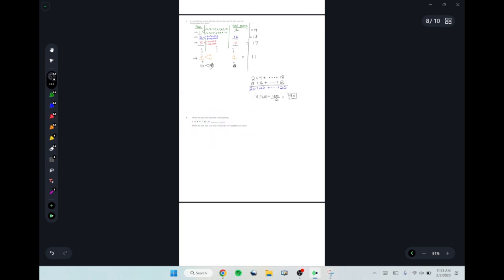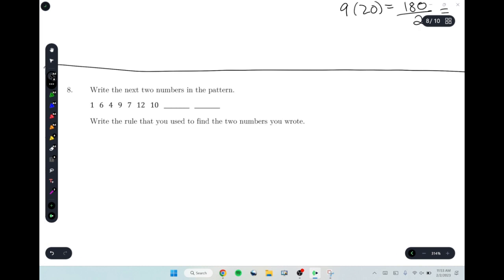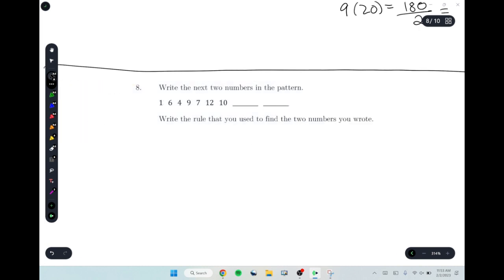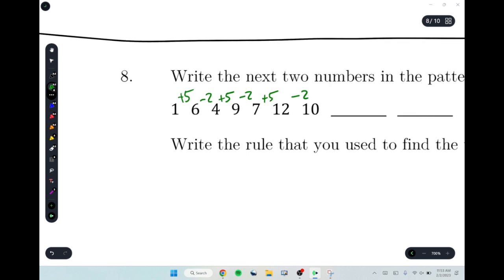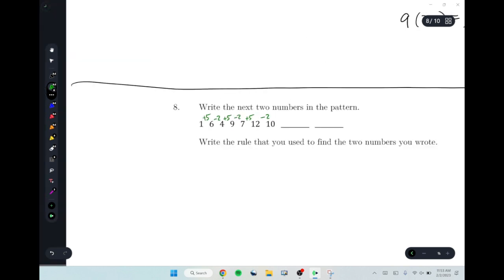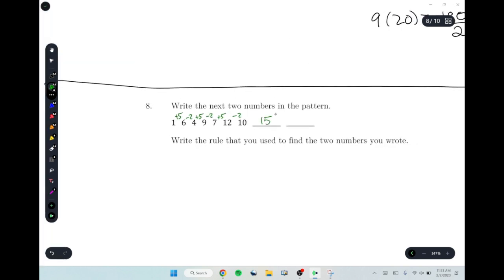This is probably from section 1, so it's like before we did any formulas or any numbers or anything. So you're saying that it's, if we're looking at it, plus 5 minus 2, plus 5 minus 2, plus 5 minus 2, right? So that means we should have 15, 13, and then write the rule.